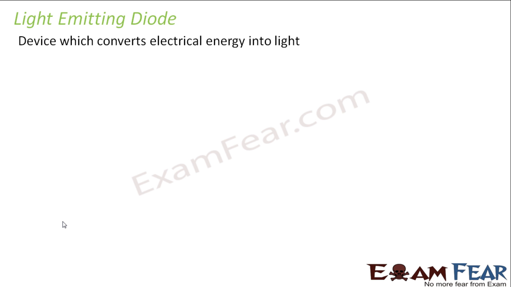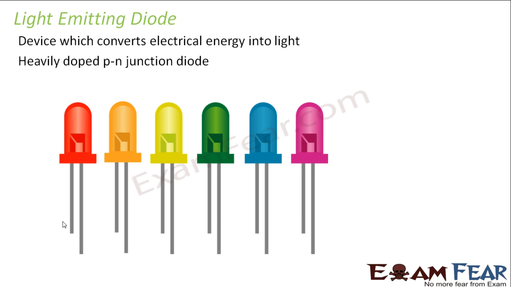So what is this light emitting diode? It is a device which converts electrical energy into light energy, right? When you connect it to a circuit, the electrical energy which comes into it gets converted into light energy, and therefore light is emitted by it. These are heavily doped PN junction diodes, so heavily doped means more current carriers are there. It operates under forward bias. So that means a light emitting diode is different from a photodiode or Zener diode. It operates under forward bias.